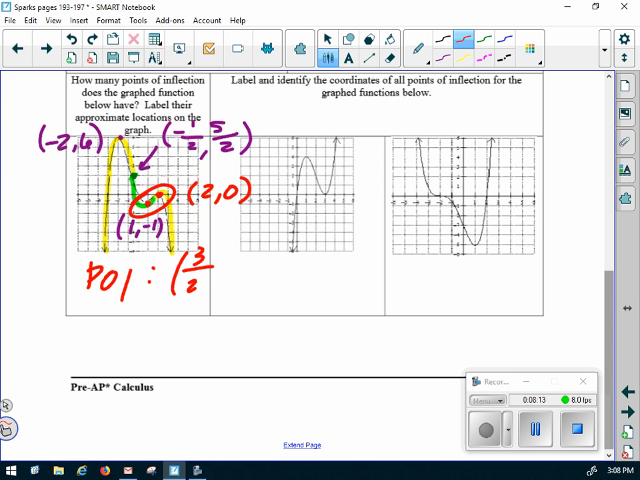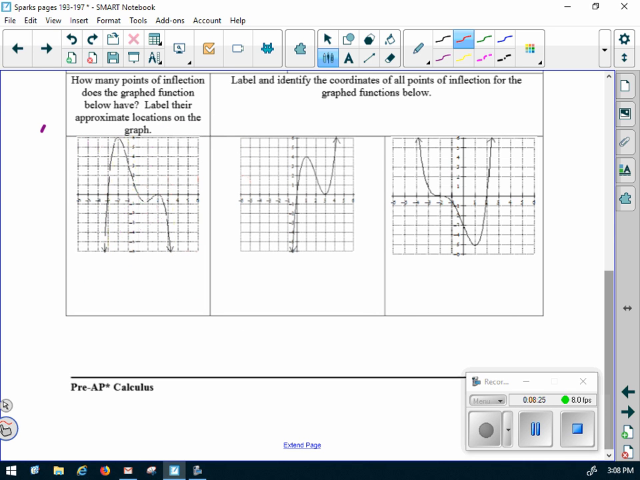That's one way you can find a point of inflection, halfway between relative extrema. Now, I want you to look at this last graph. And I want you to use your markers and highlight where the graph is concave up, then a different color for concave down, and so on.